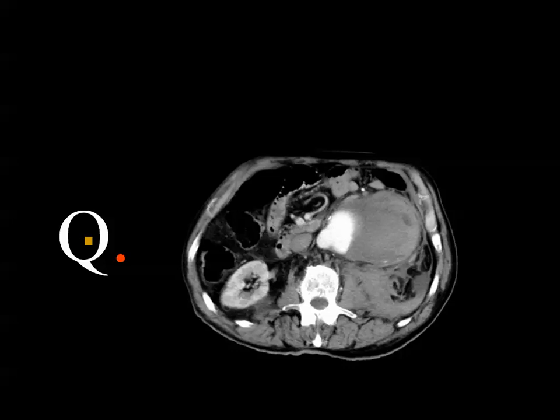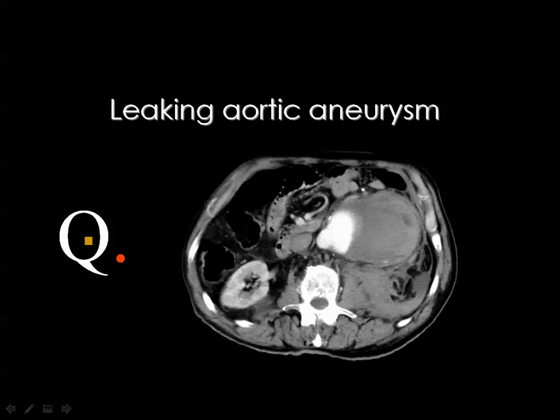We are not sure about this section, but this is a contrast enhanced CT scan of the abdomen, and this is of course the aorta. And the aorta is composed of two main parts, an enhancing part which is the patent lumen, and this very big non-enhancing part together with some fluid in the peritoneal cavity, meaning that this is an aortic aneurysm which has been ruptured, or a leaking aortic aneurysm.